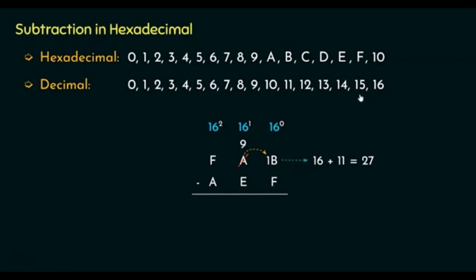We all know it is 15, isn't it? Now if we perform the subtraction between 27 and 15, what is going to be the difference? Well, it is 12. 7 minus 5 is 2. 2 minus 1 is 1. Now remember, this is decimal subtraction. And 12 in decimal is actually c in hexadecimal. So for the least significant digit, the difference we will have as c, that is 12 in decimal.